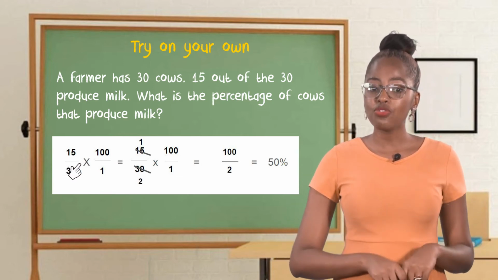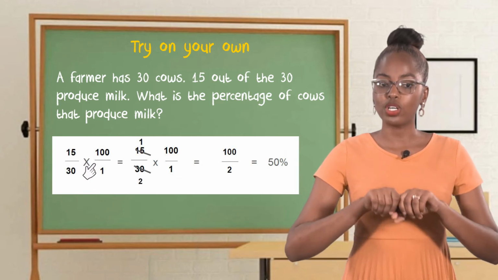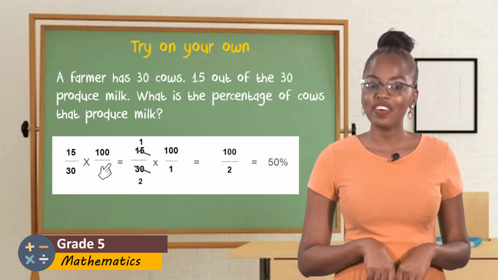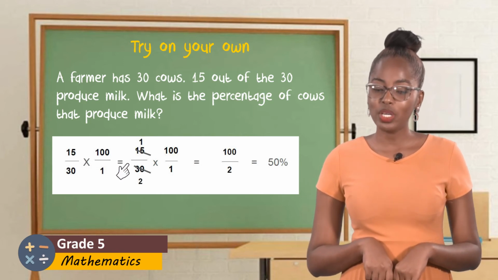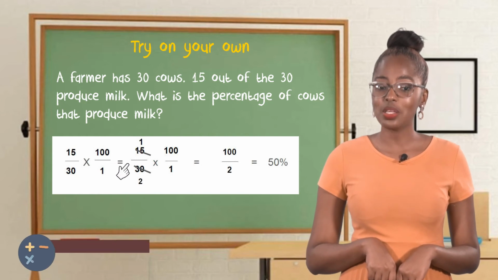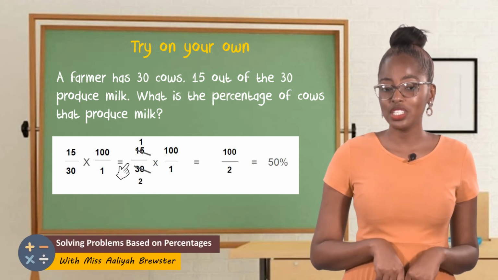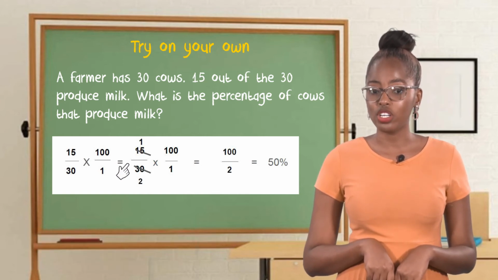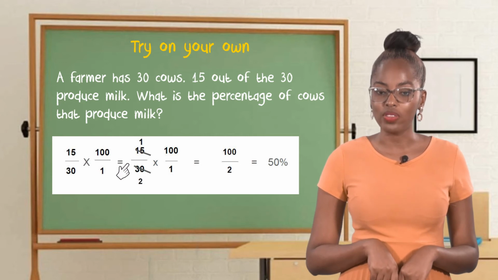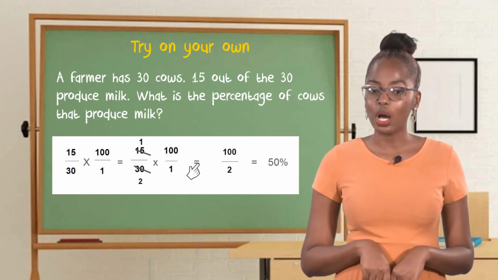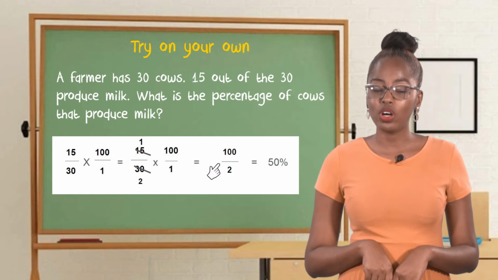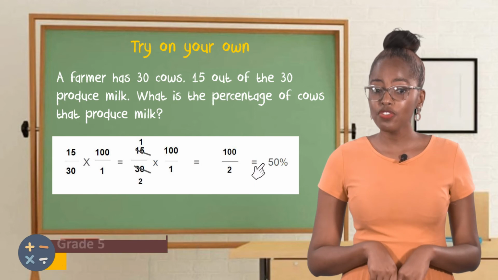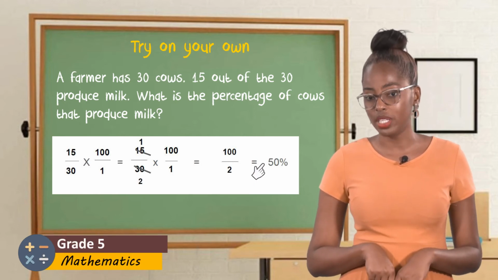We multiply that fraction by 100 over 1. Then we can cancel out. We divide 15 by 30. We can ask ourselves, how many 15s make 30? 2 15s make 30. Therefore, we multiply 1 by 100 and 2 by 1. That will give us 100 above 2. When we divide 100 by 2, we'll get 50%. Therefore, 50% of the cows produce milk.